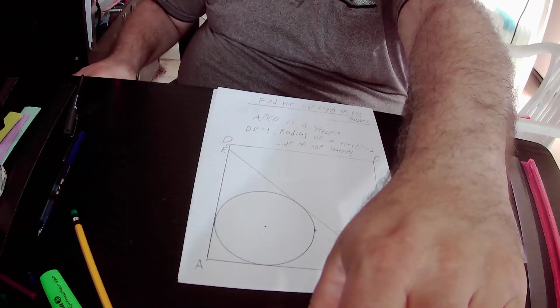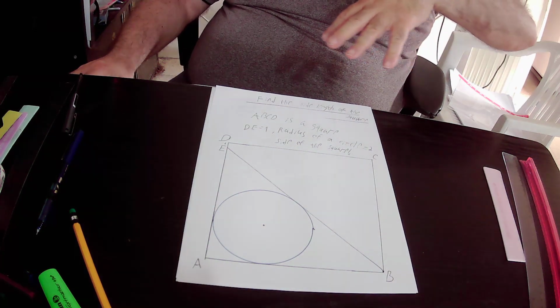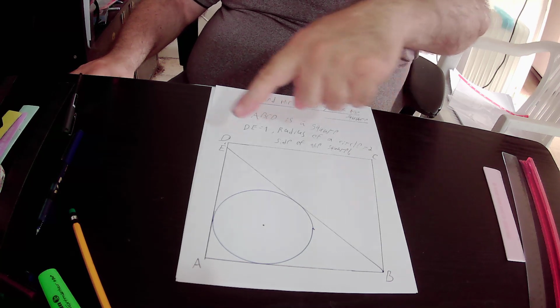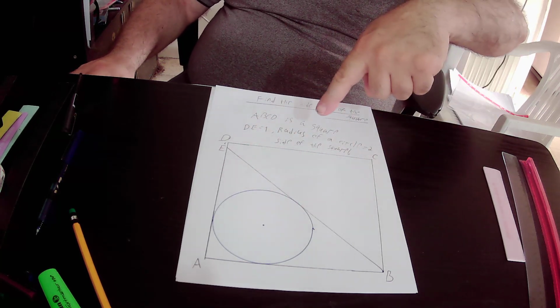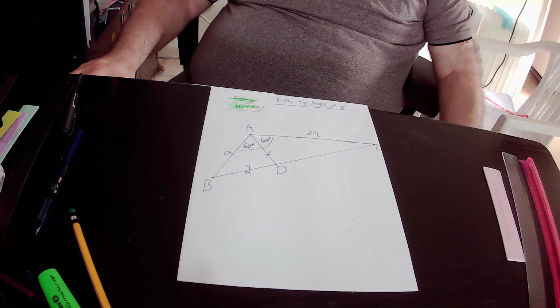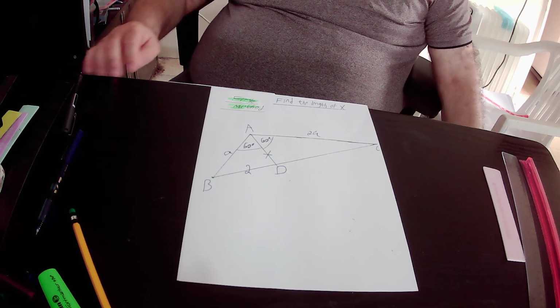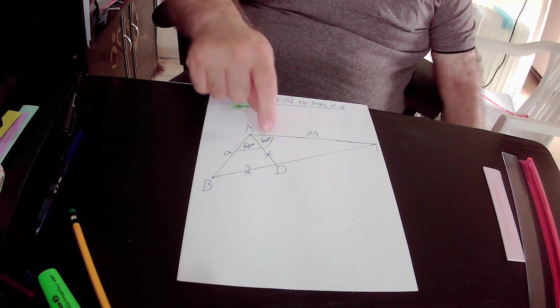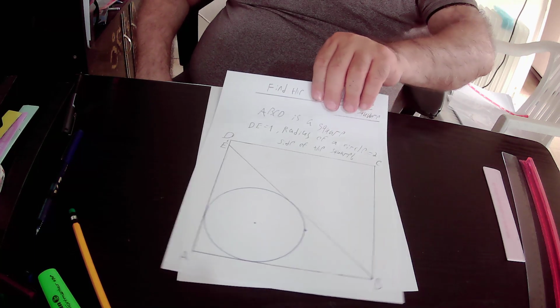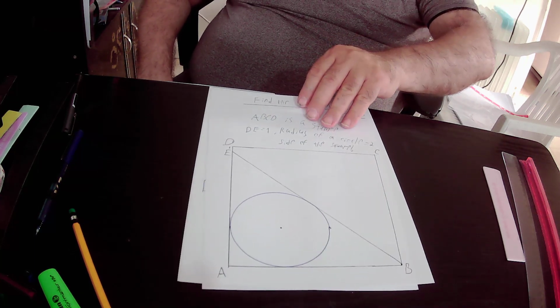Hello, in this lecture we'll answer two questions. In the first question, we'll find out the side length of square ABCD, and in the second question, we will find out the length of line segment AD that is equal to x. Okay, so we'll start with the first question.